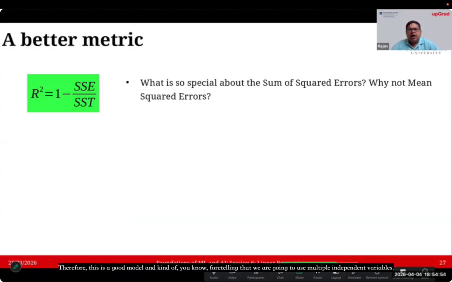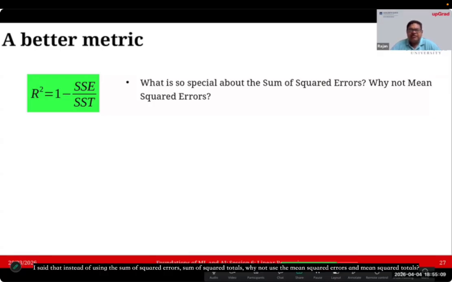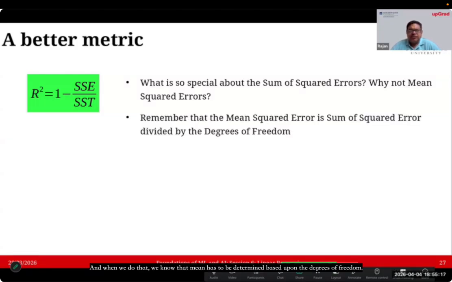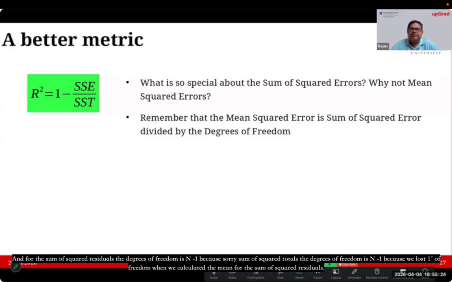And in these kinds of situations, what people do is use a classic technique. People said that instead of using the sum of squared errors, sum of squared totals, why not use the mean squared errors and mean squared totals? I'll describe what that means. When we do that, we know that the mean has to be determined based upon the degrees of freedom. And for the sum of squared residuals, the degrees of freedom is the sum of squared totals.